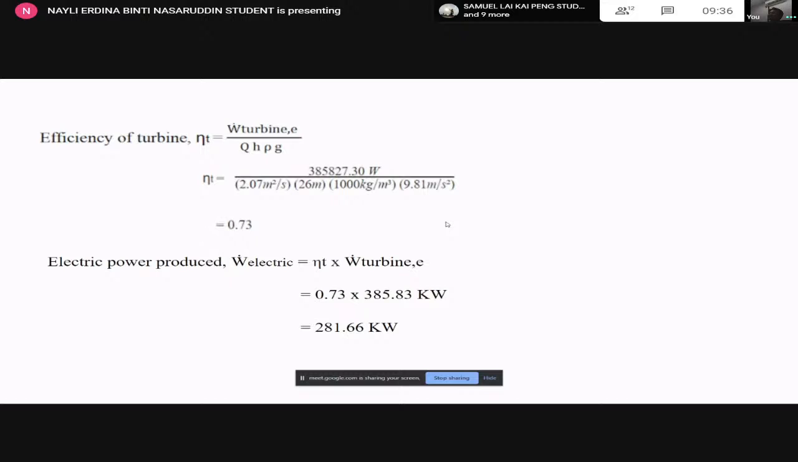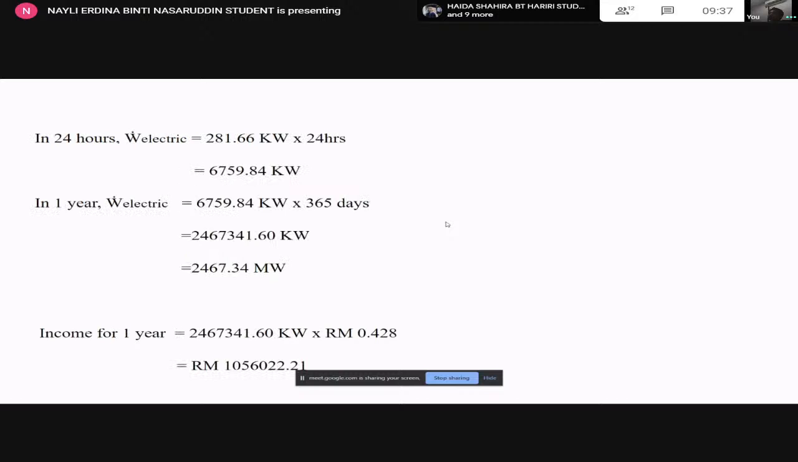By having the efficiency of a turbine, we then calculate the electrical power produced by hydropower plant by multiplying the efficiency with electrical power of a turbine. Thus, in 1 hour, the electric produced is 281.66 kilowatt.